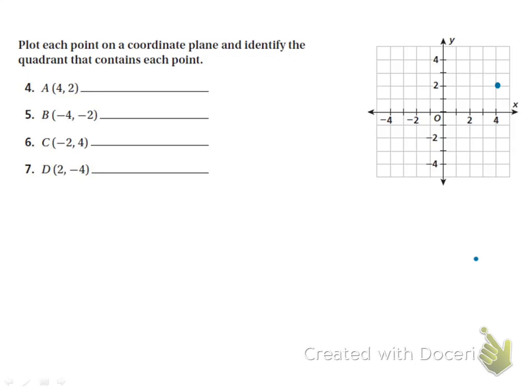Now I'm going to label this point A, and then I'm going to count my quadrants. How I count quadrants is by drawing a C for the coordinate plane. Now this is quadrant 1, 2, 3, and 4. Looking at point A, it is obviously in quadrant 1.